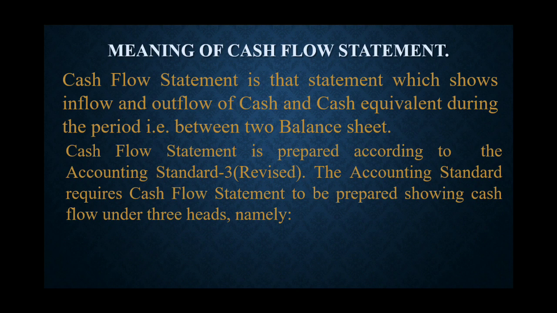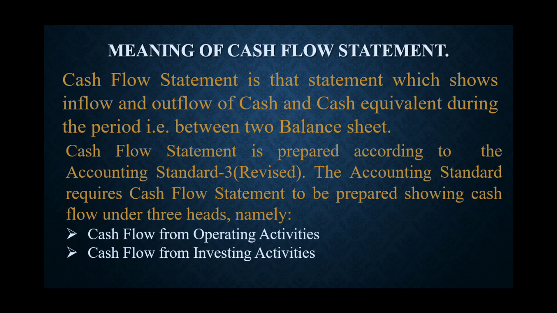Cash flow statement is basically prepared according to Accounting Standard 3 (Revised). Earlier the format was different, but at present, according to Accounting Standard 3, cash flow statement is prepared, which is also known as the revised. Now three activities are taken into cash flow statement. First is cash flow from operating activities, second cash flow from investing activities, and third is cash flow from financing activities. We consider all these three activities in cash flow statement.